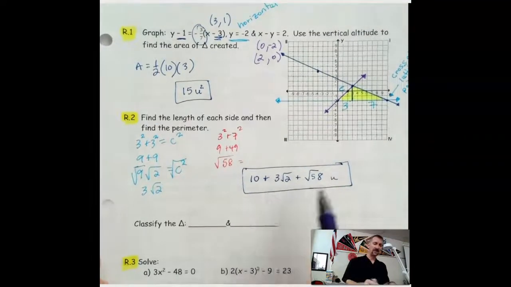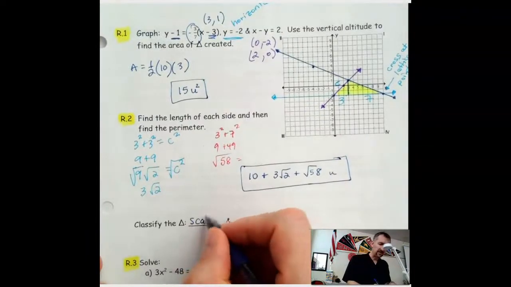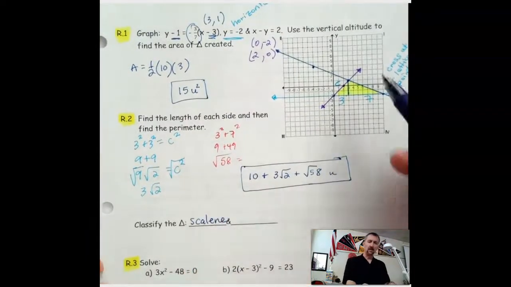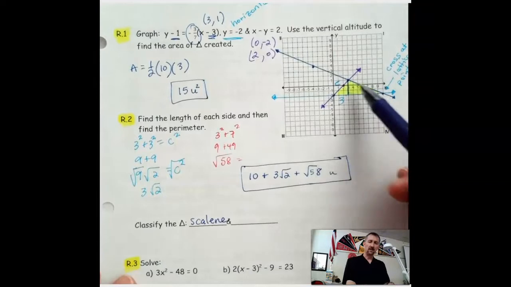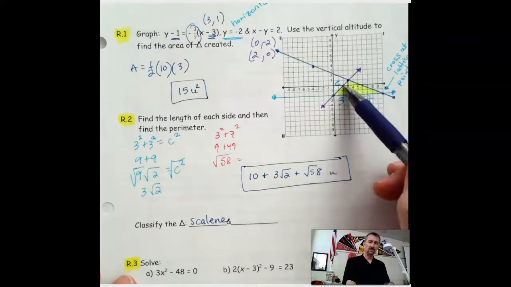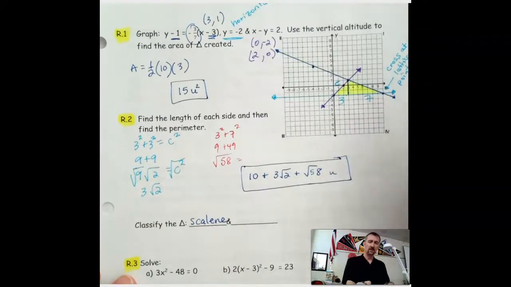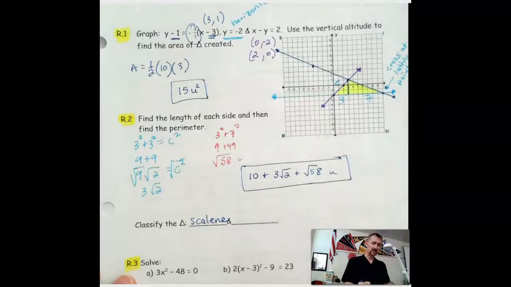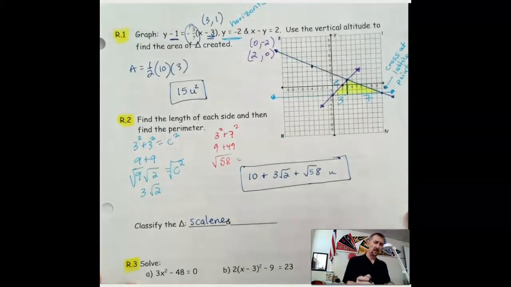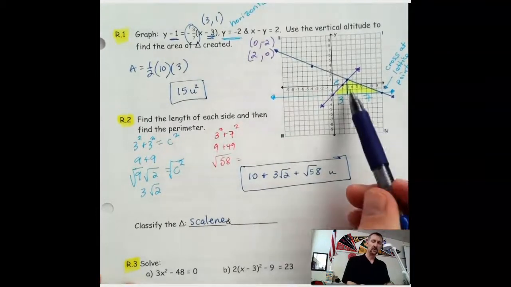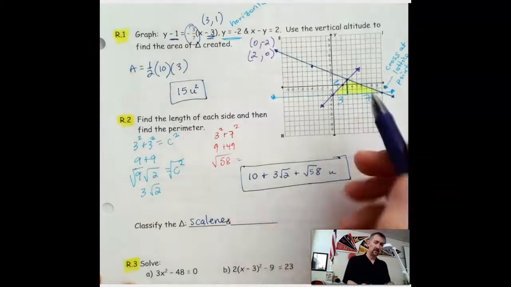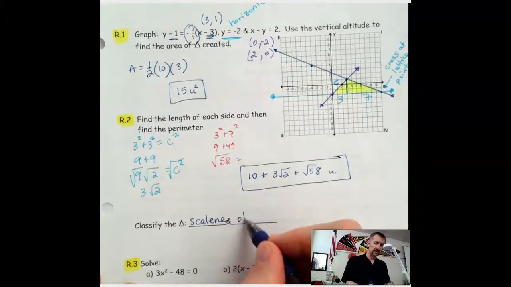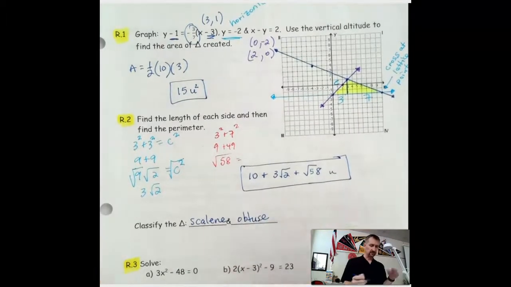Classify the triangle. The sides are all different. That's scalene. The angles of the triangle, well, that looks obtuse, actually. If it was right, it would come down here and hit 4 right there and make a perfect little isosceles triangle. So none of the angles are equal, but we have an obtuse one up there. So scalene and obtuse.